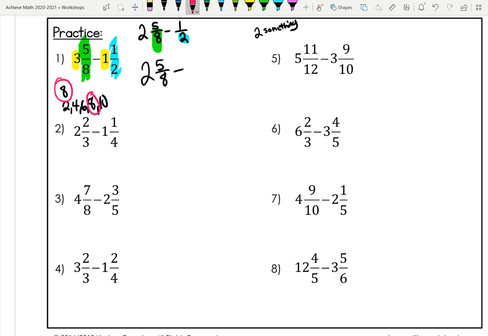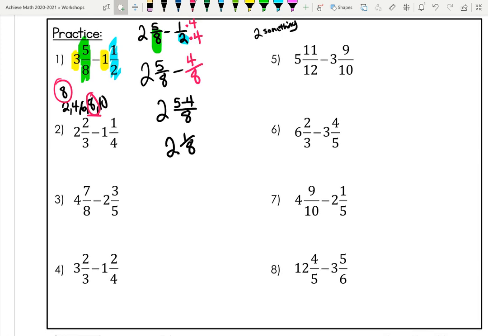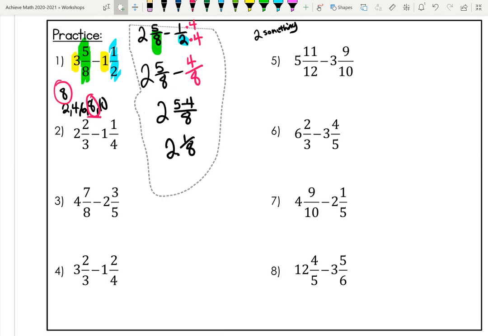But I am going to multiply 1/2, both the numerator and the denominator, by 4. The reason being is 8, the LCM, is the fourth term in the sequence. So 1 times 4 is 4, 2 times 4 is 8, and from here I can represent this as 2, and 5 minus 4 with the denominator staying the same, and it becomes 2 and 1/8. 2 and something.